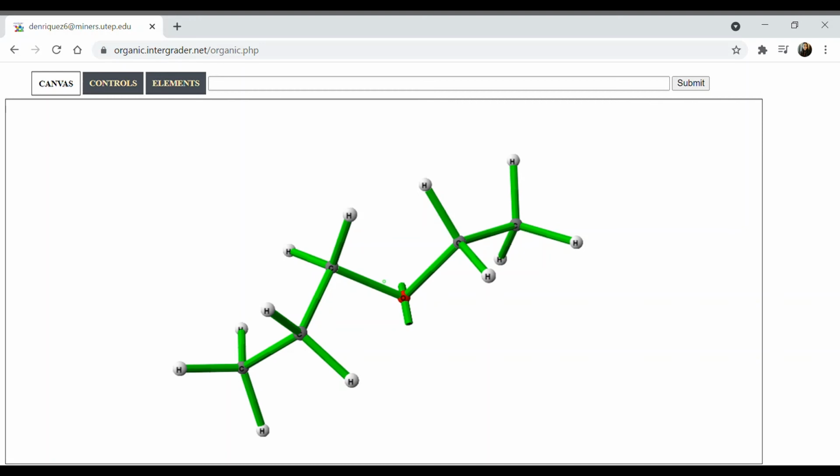Okay, longest carbon chain, 1, 2, 3. I have propane, and then at the 1 position, I have an ethoxy, because there's 2 carbons attached to that oxygen, which means it's an ethoxy. So 1-ethoxypropane.